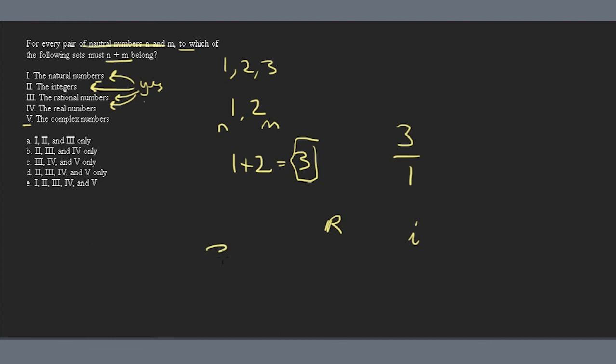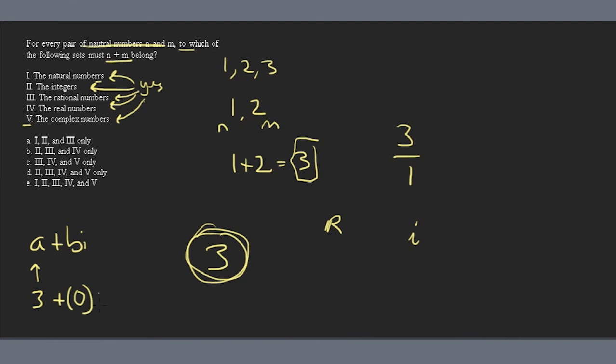Is 3 a complex number? Now this is where I guarantee you, most people will get it wrong. 3 actually is part of the complex numbers. You can look it up online, but here's my explanation. Remember that a plus bi format. You can write 3 as 3 plus 0i. Now, anything times 0 is 0. So this cancels out and you're left with just 3.